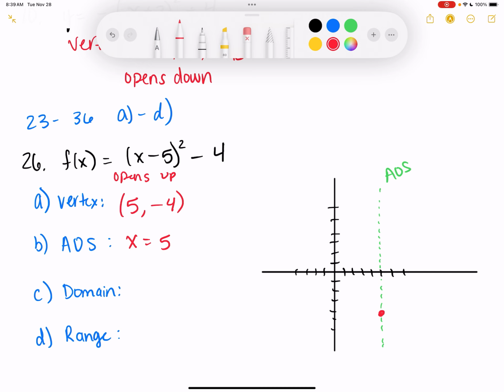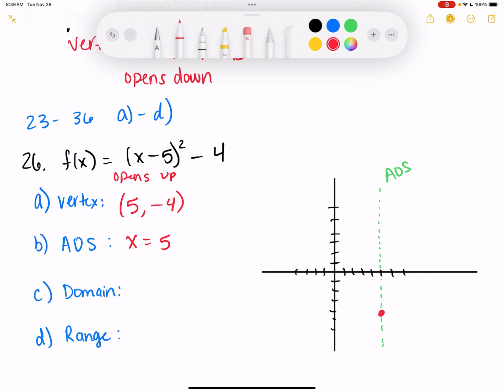Now, to be able to graph another point, I need to pick another x value on either side of the axis of symmetry, and then however far away it is on one side, we also have a point the same distance away on the other side. That's what the axis of symmetry is for.